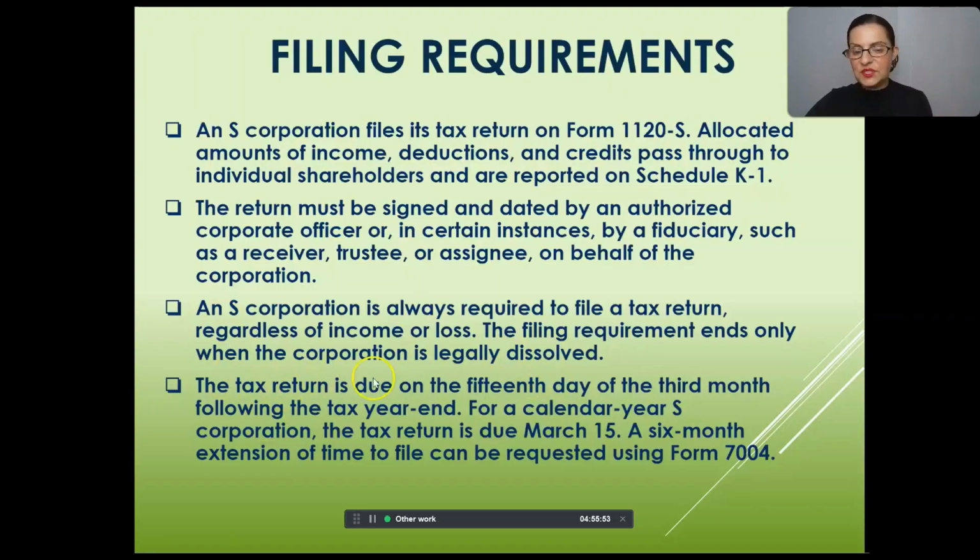Okay? The tax return is due on the 15th day of the third month following the tax year end. For a calendar year S corporation, the tax return is due March 15th. This is 99% of the time. And this is the same filing deadline for partnerships. Remember, C corporations, it's April 15th, if they're calendar year. S corporations and partnerships, it's March 15th. A 6-month extension of time to file can be requested using Form 7004. And then with the 6-month extension, the extended deadline is September 15th.